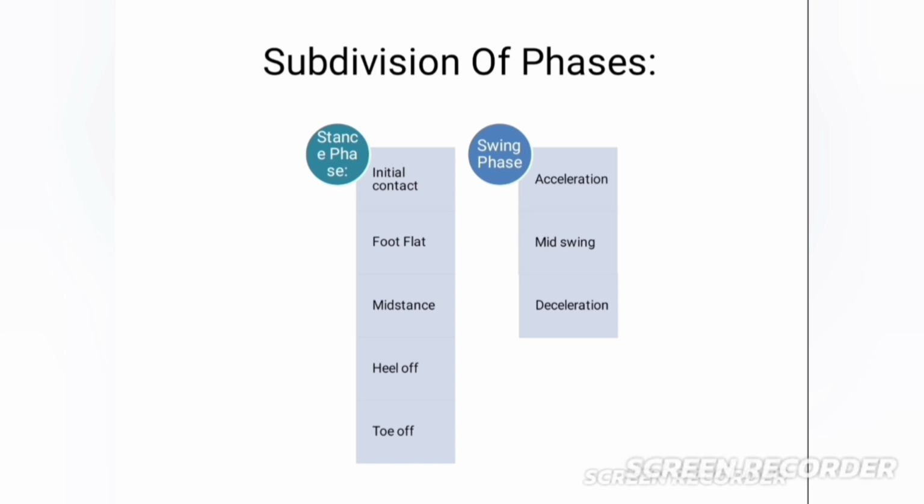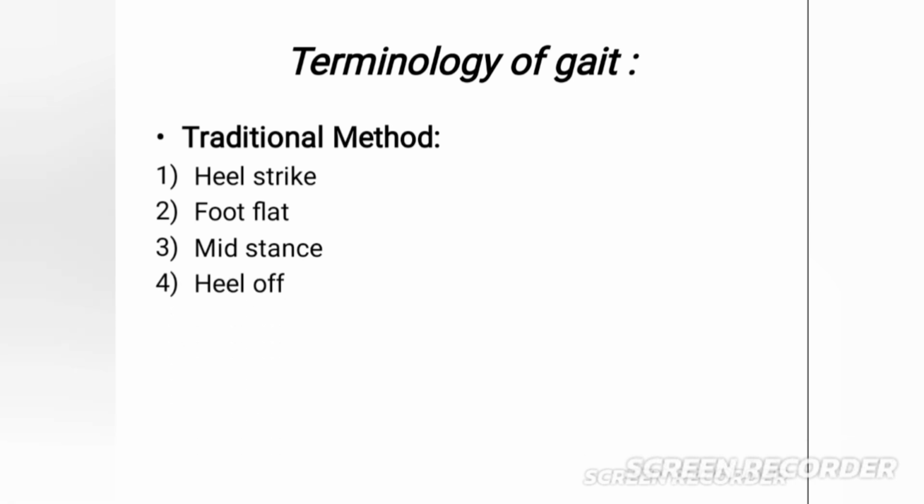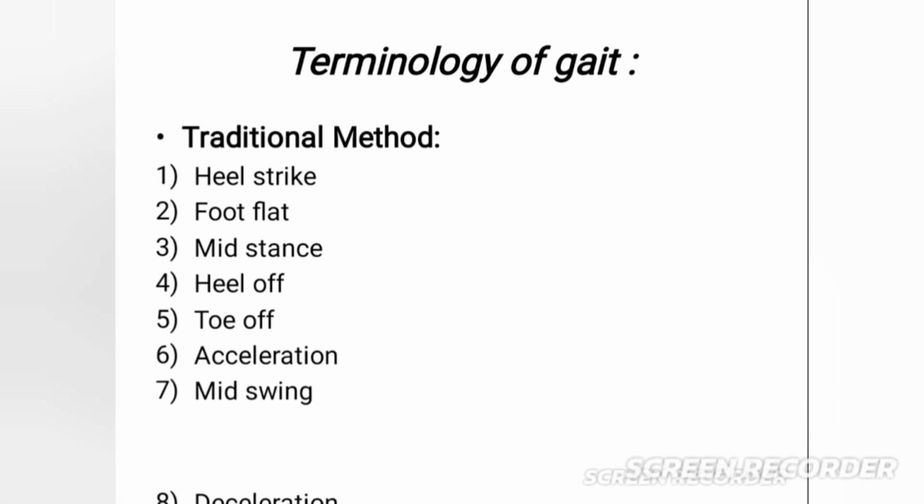In the gait there are 2 types of terminology. The first one is the traditional method. In the traditional method the first phase is the heel strike, then foot flat, mid stance, heel off, toe off, acceleration, mid swing, and deceleration. This is called the traditional terminology of the gait, and these are the 8 sub phases of this gait.